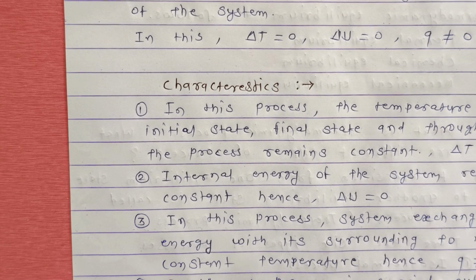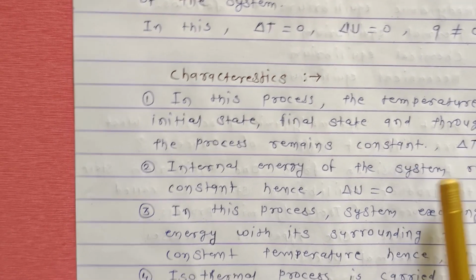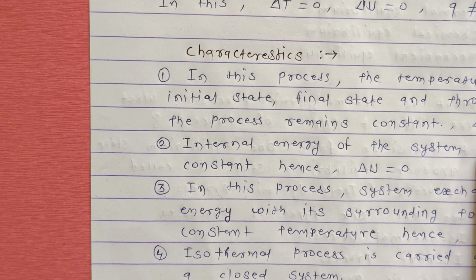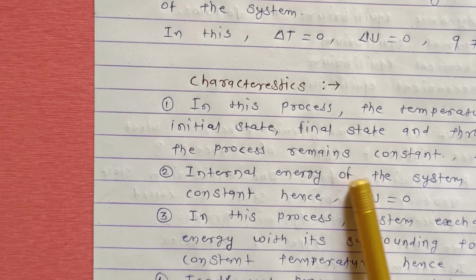That's why delta T means final temperature minus initial. 100 minus 100, answer will be 0. Therefore, delta T is equal to 0. So that is the first point we have explained.